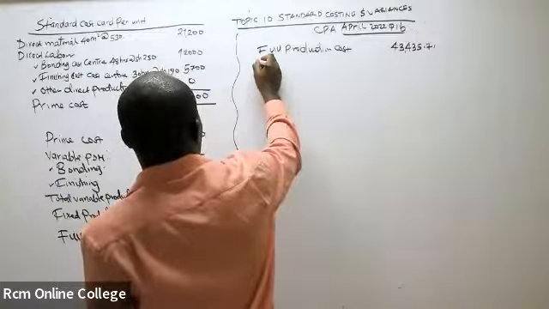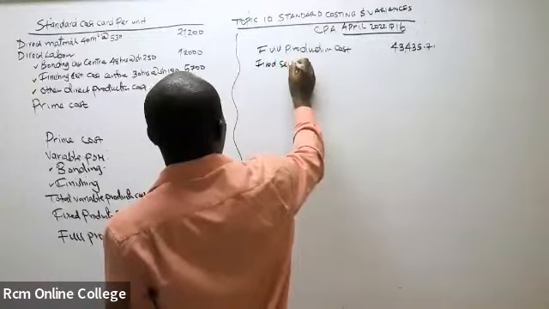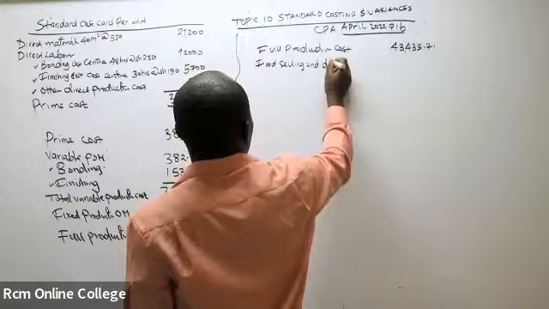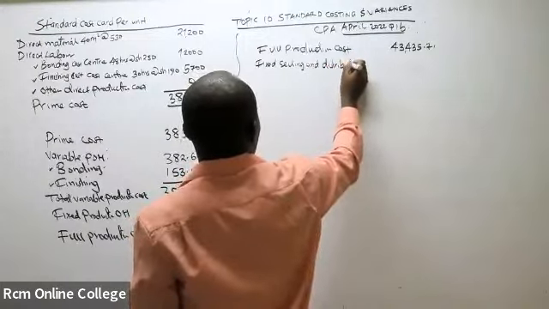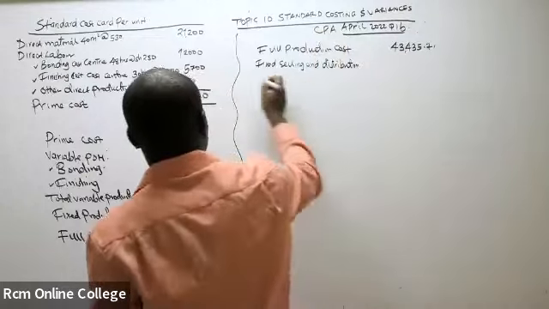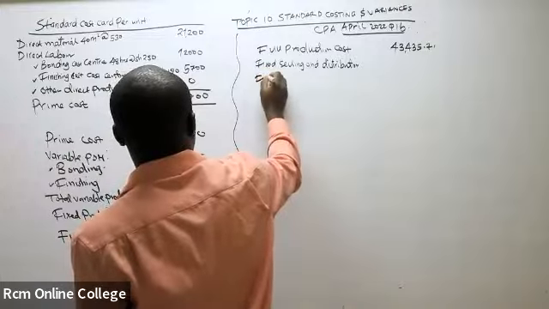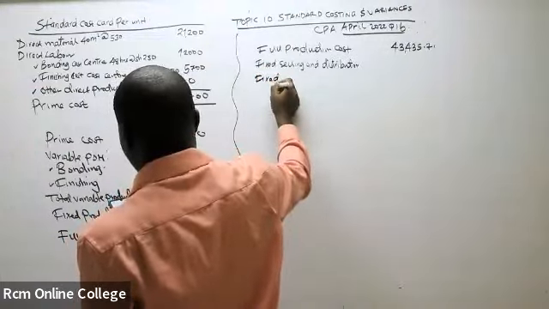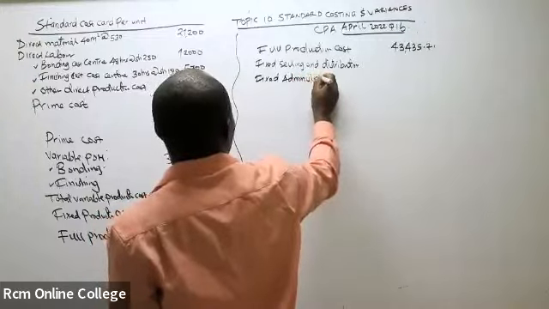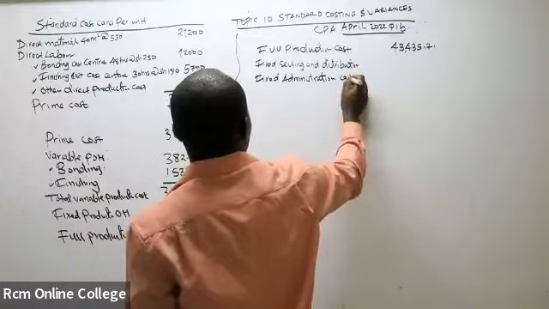We have fixed selling and distribution, which normally depends on the units that have been sold, but you can see, then we have fixed administration costs. So let's get this one here.